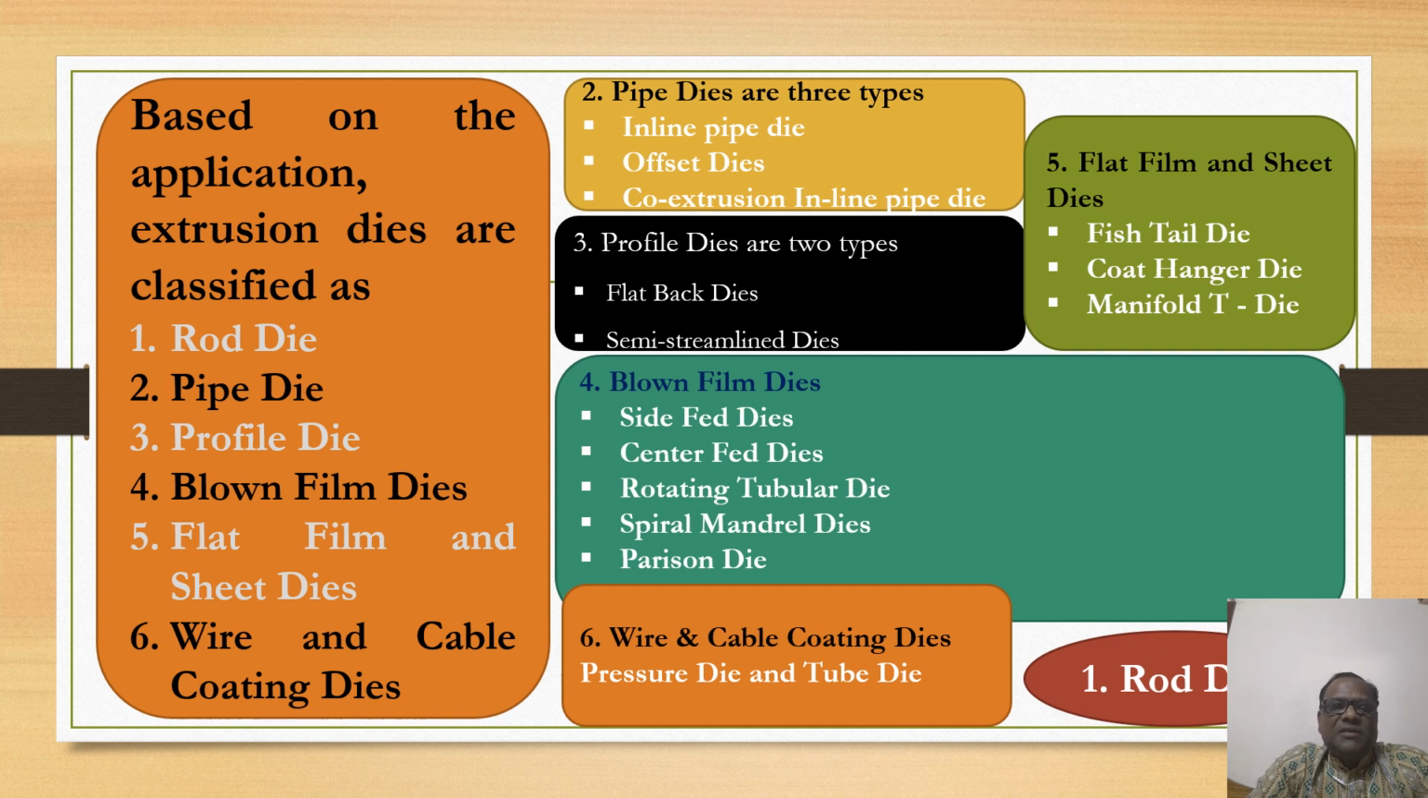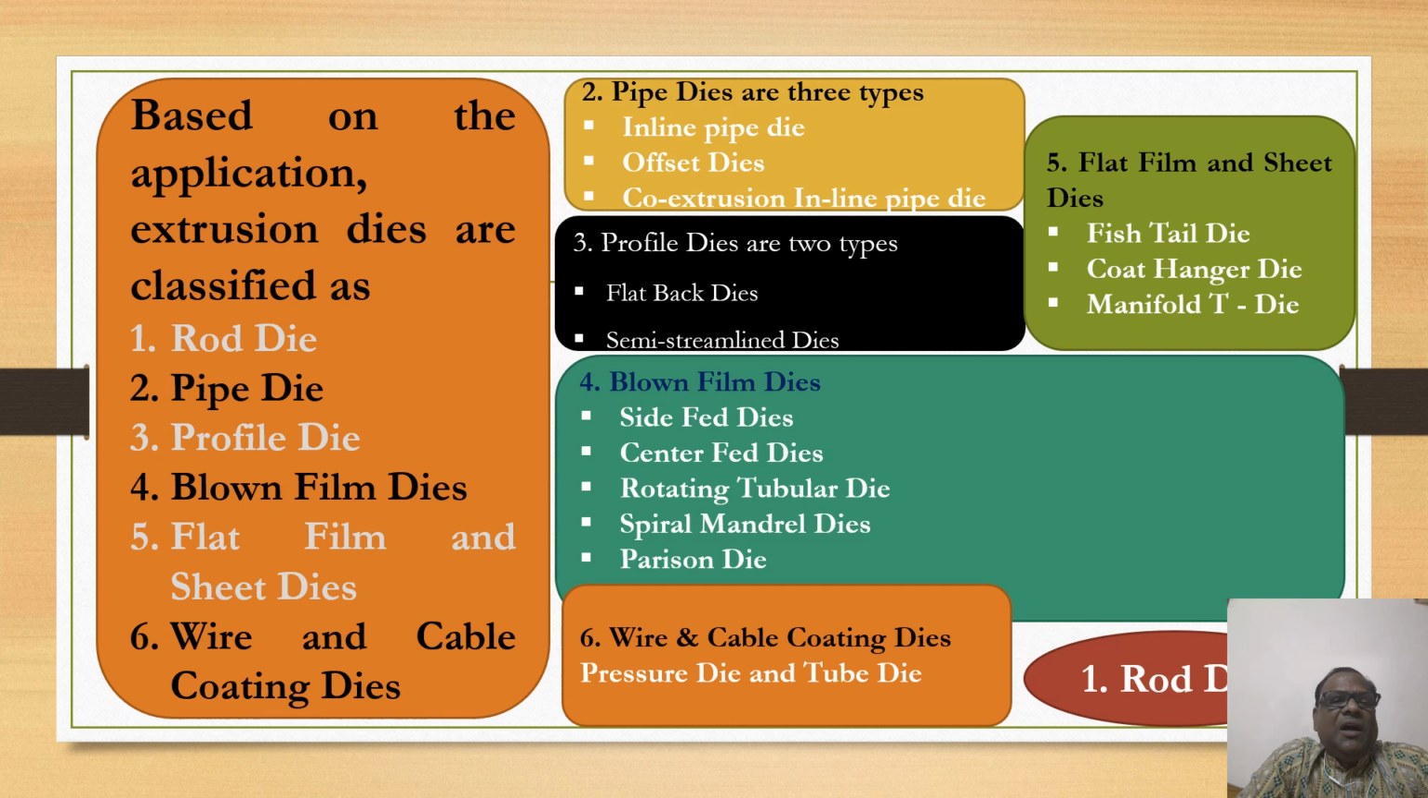Now the last one is wire and cable coating dies. Wire and cable coating dies are 2 types. So what are those 2 types? One is called pressure die, the other one is tube die.